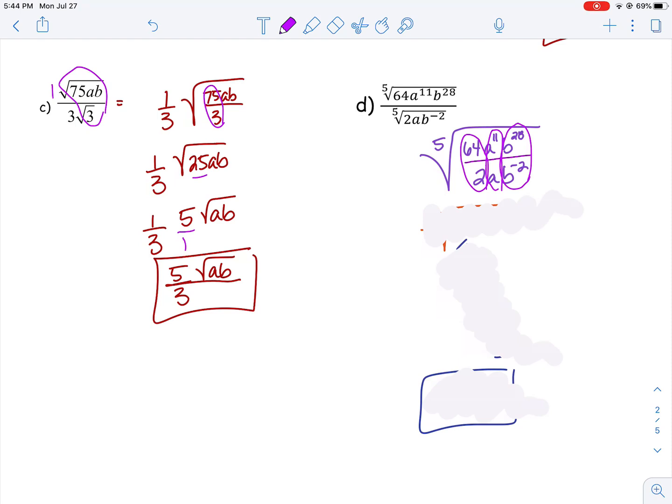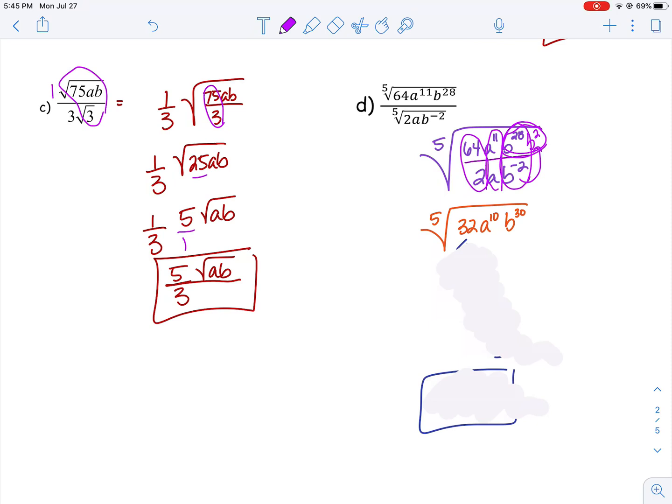So 64 divided by 2, I ended up getting 32. a to the 11th divided by a to the 1st. If I take an a from the top and an a from the bottom, I really just have a to the 10th left. And now be careful, if you brought this b to the negative 2 up, you'd have b to the positive 2, so you'd really have a total of 30 b's on the top, or b to the 30th. All right, now let's see if we can take this and still simplify.